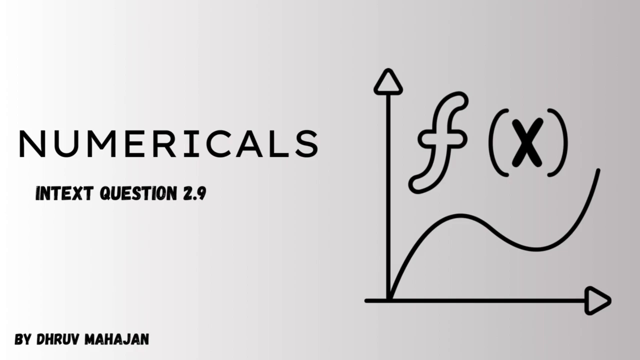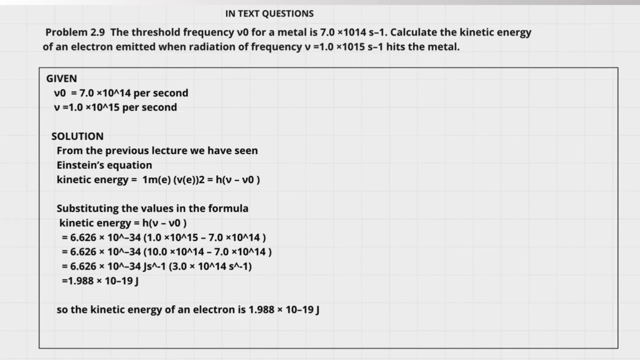Problem 2.9. The threshold frequency nu0 for a metal is 7.0 × 10^14 per second. Calculate the kinetic energy of an electron emitted when radiation of frequency nu equals 1.0 × 10^15 per second hits the metal.